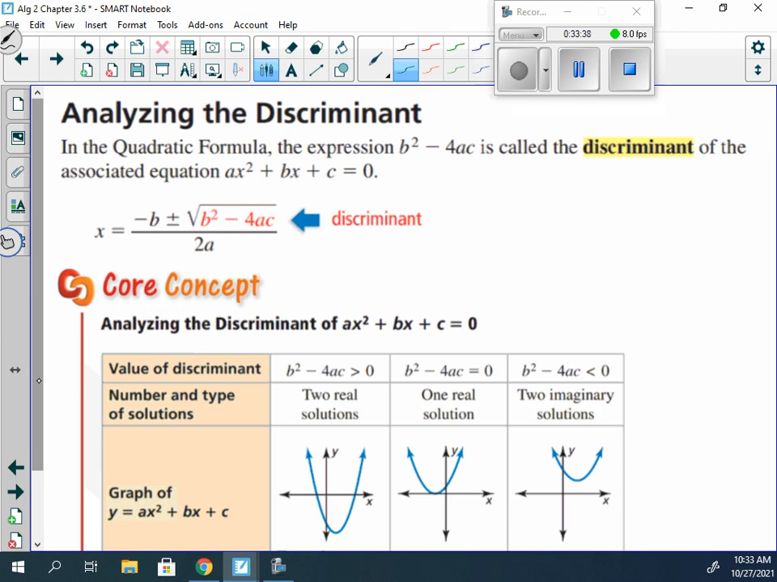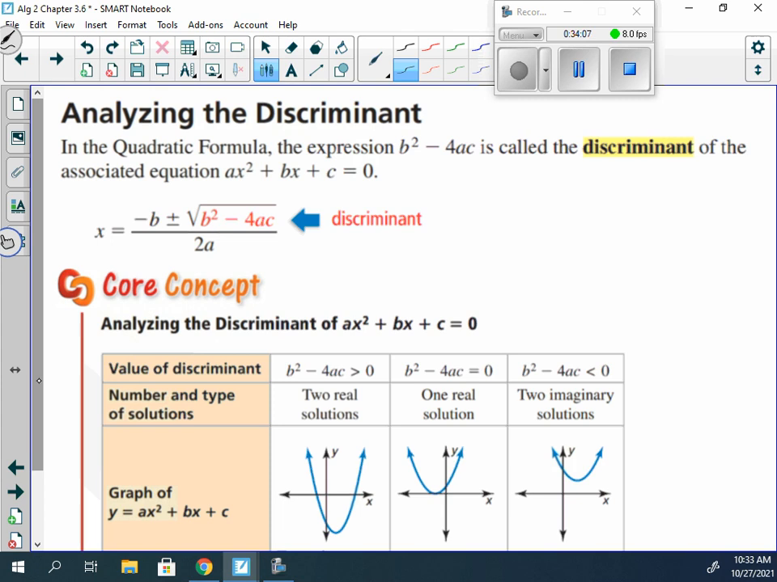Now, the last thing we have is the discriminant. The discriminant is the part contained inside the square root of the quadratic formula. Now, there's 2 things that we could have, or really 3. B squared minus 4AC can be greater than 0, B squared minus 4AC can equal 0, or B squared minus 4AC is less than 0.